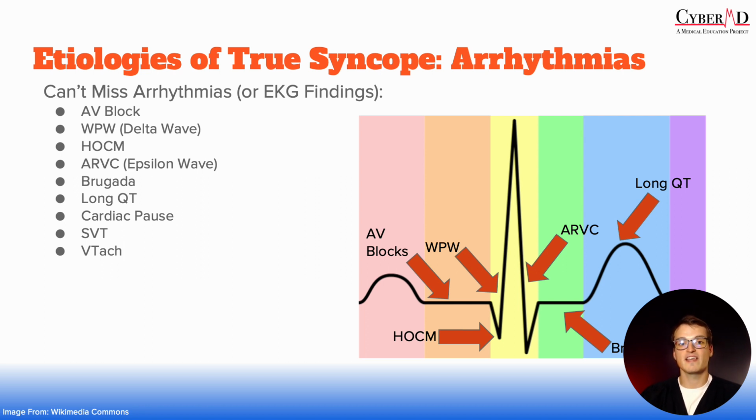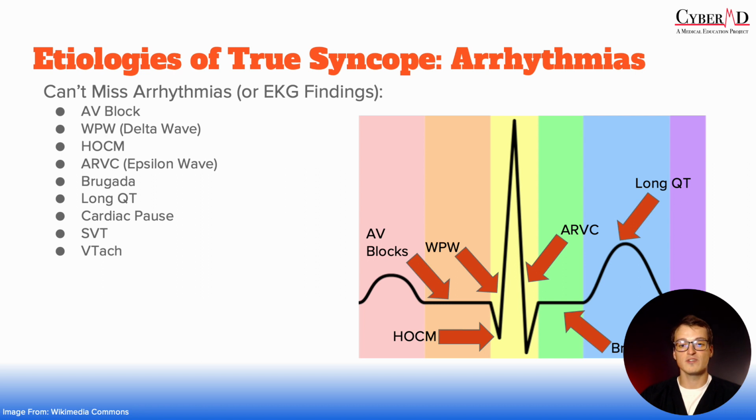Next, we can assess our EKG for Wolff-Parkinson-White syndrome, or WPW. It's going to be identifiable through a delta wave on the EKG, which is this slurred upstroke of the QRS complex. And recognizing and finding WPW can save someone's life as well.